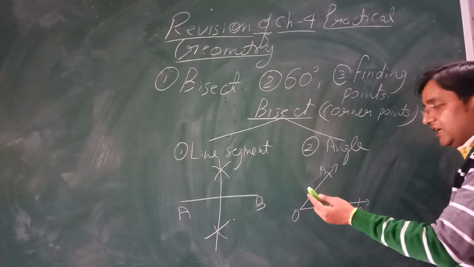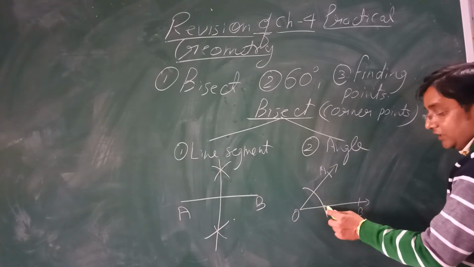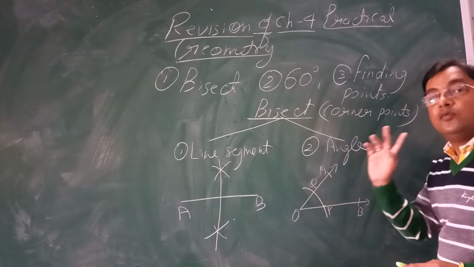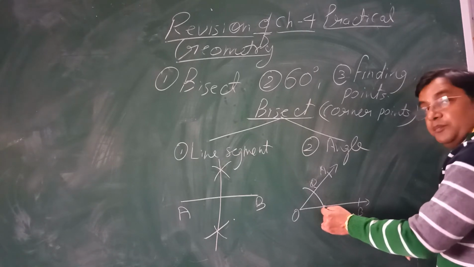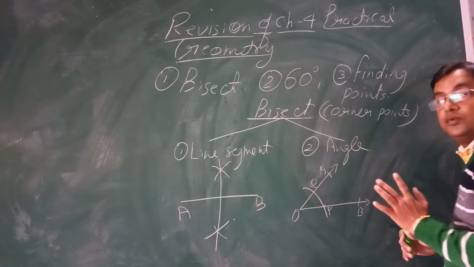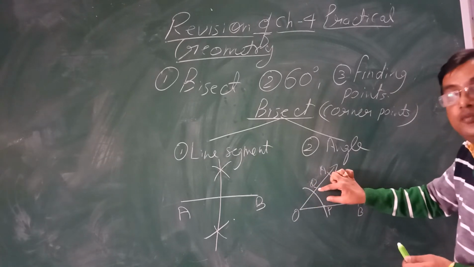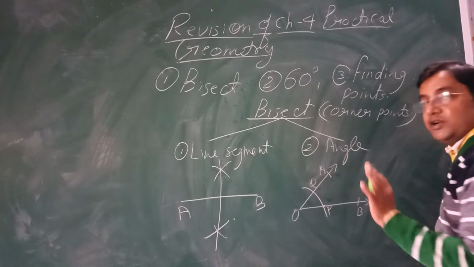From O, with any radius, you draw an arc. You will get two points here, P and Q. These are your two corner points. It means your angle is actually starting from P and ending at Q. So your angle is actually between these two points. Now you have got two points. Same thing you have to do from here.